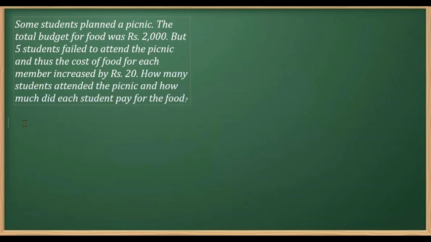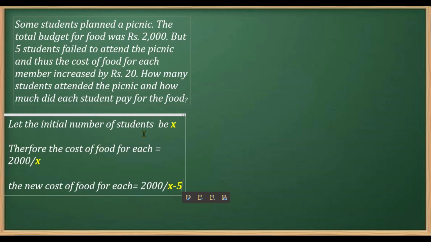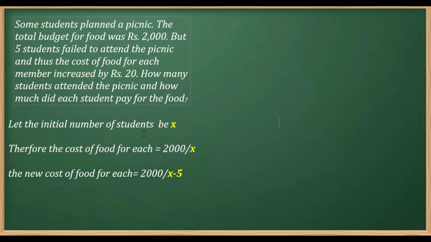So what I will be doing first is writing the variables. I have taken the original number of students who initially planned the picnic as X, and therefore each will have to bear 2000, which is equally distributed among X number of students. So it is 2000 over X. But 5 students did not turn up and therefore they will not be paying. So this total budget has to be distributed among X minus 5 students. So we'll say that the new cost per student will be 2000 over X minus 5.